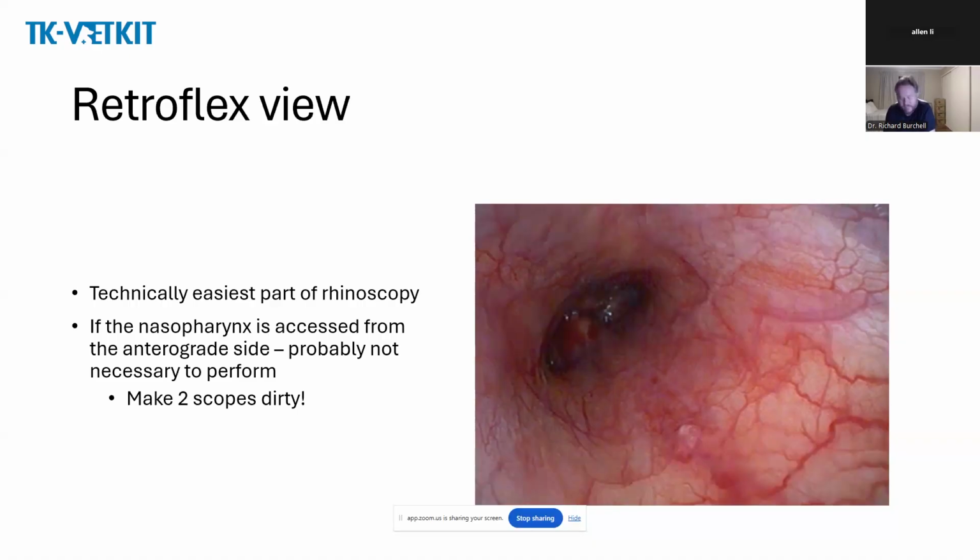What I would suggest if you're starting out, though, as much as it might irritate your nurses or you if you have to clean your scope, I would recommend that you start doing both, because it takes a little bit of time to get confidence that with anterograde rhinoscopy, so from the nostril into the nose, you've got all the way through and visualized all the structures. And that'll become a little bit apparent when I show you a couple more videos just in a few slides' time.